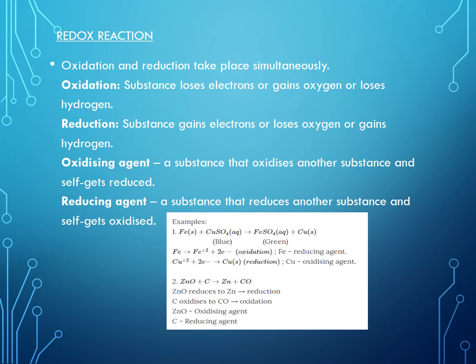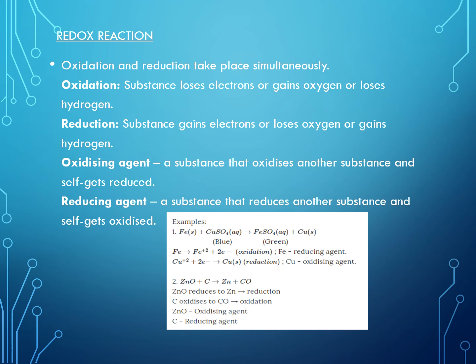Now what is an oxidizing agent? The substance that oxidizes another substance and itself gets reduced. Similarly, a reducing agent is a substance that reduces another substance and itself gets oxidized. That is a reducing agent.